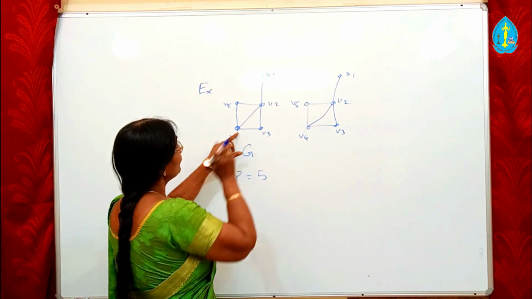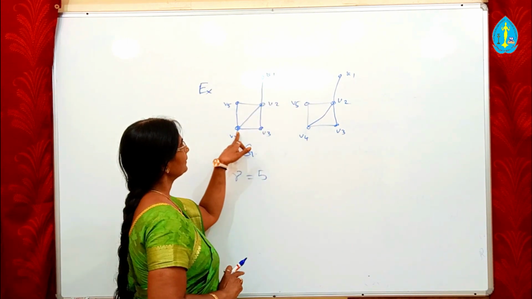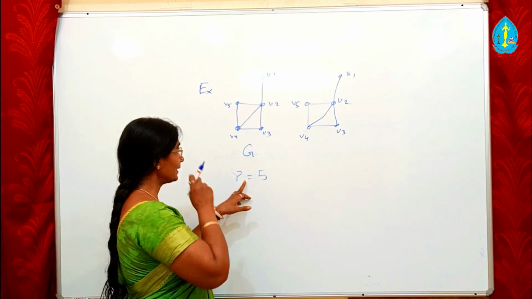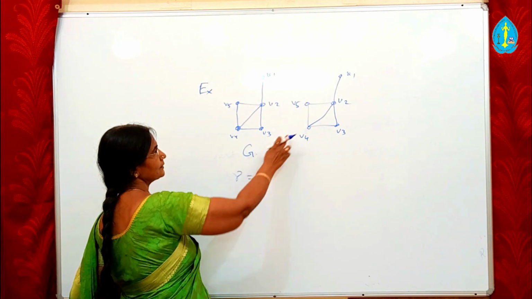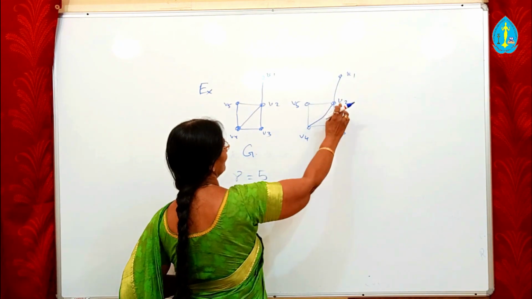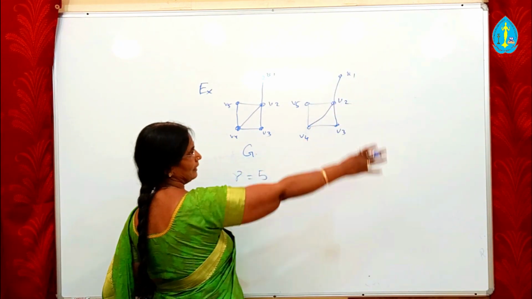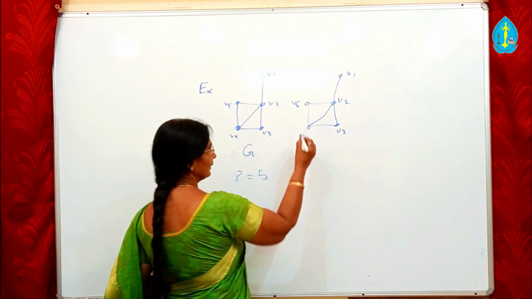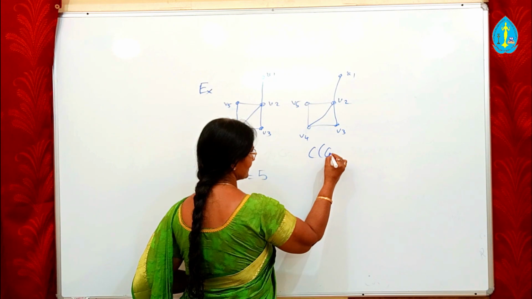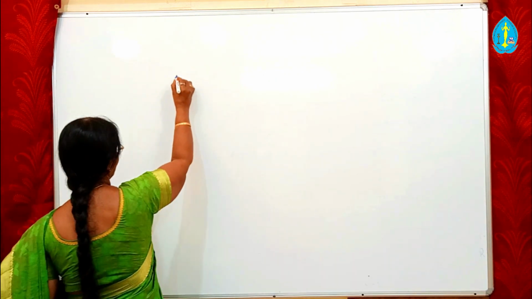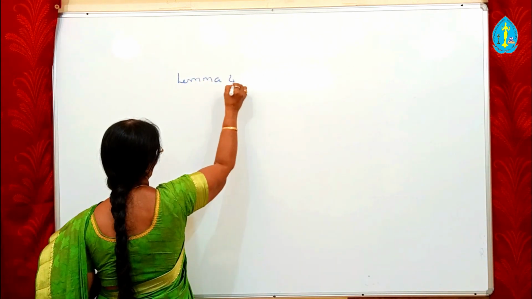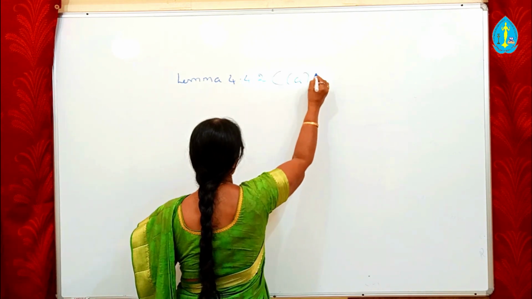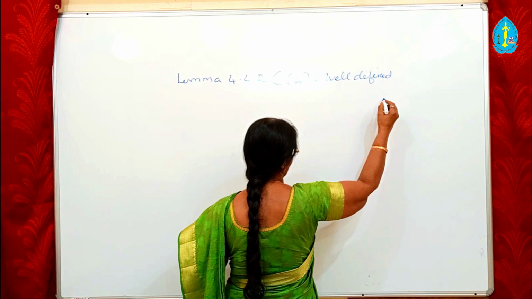And V4 and V1 are non-adjacent, but 3 plus 1 is 4, which is also less than gamma. Therefore we cannot join V1 and V4. But V2 is already adjacent to all the vertices. So now the closure of G is G itself. Now we are going to prove one more lemma, 4.4.2, that is, C of G is well defined.